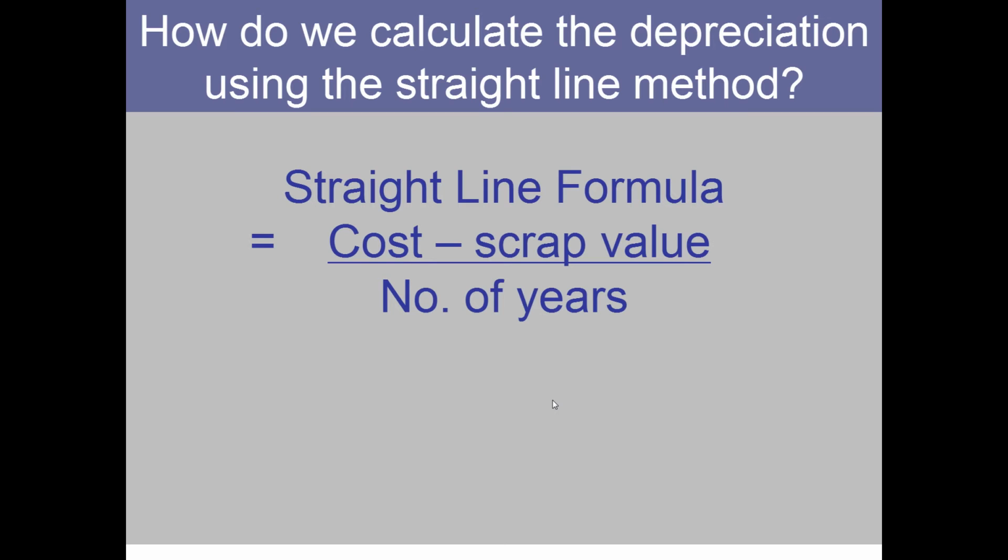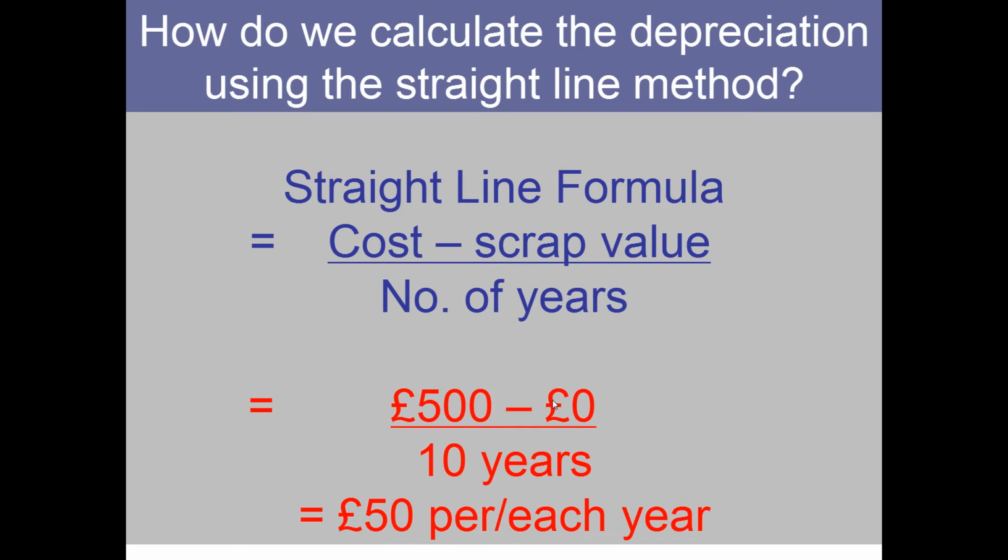So if we take our phone example, cost was £500. I never gave any indication of a scrap value, so it's 0. And the number of years, well, it was actually 10 years it took. So if we work in this way, we would get an answer of £50 for each year. So what this method works out, the answer you get all the time when you work this method, is the amount of depreciation for each year. And because it's straight line, you know the answer, £50, will be the same for each year.